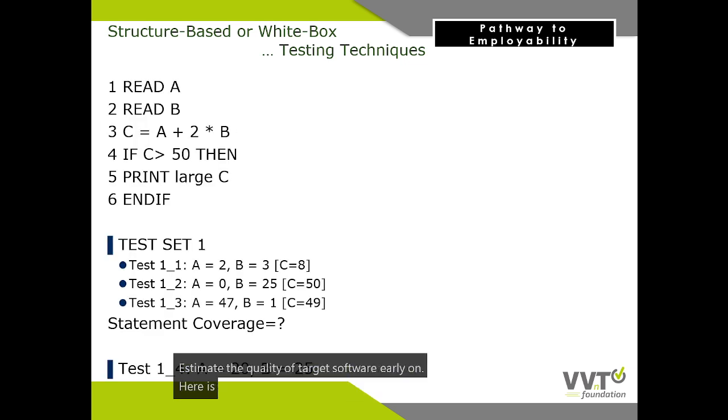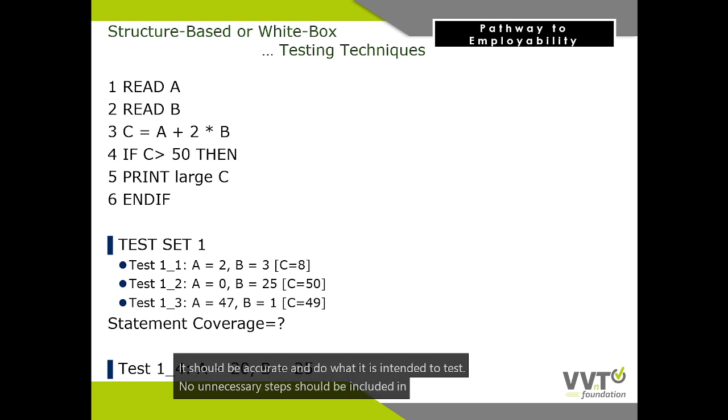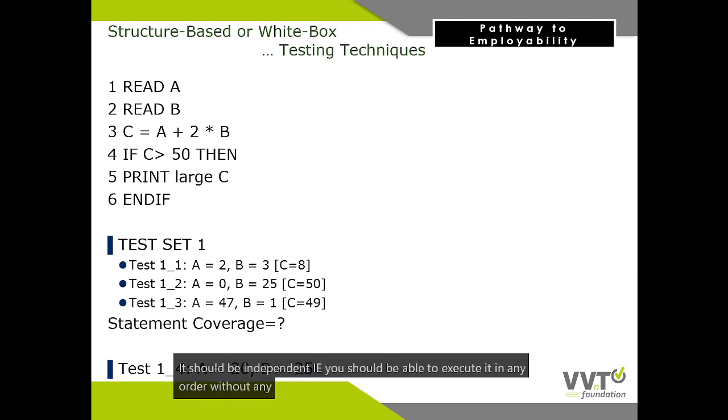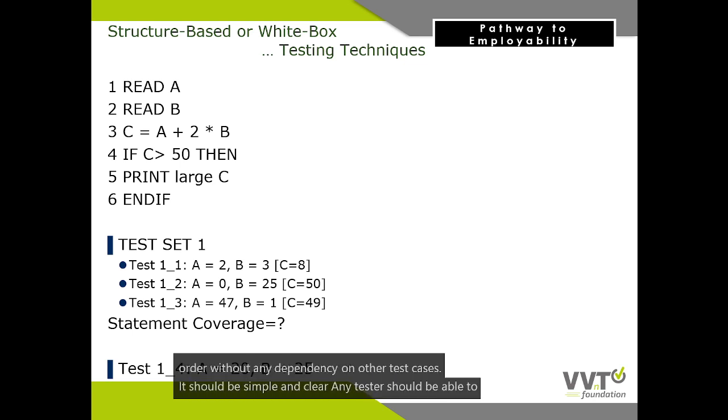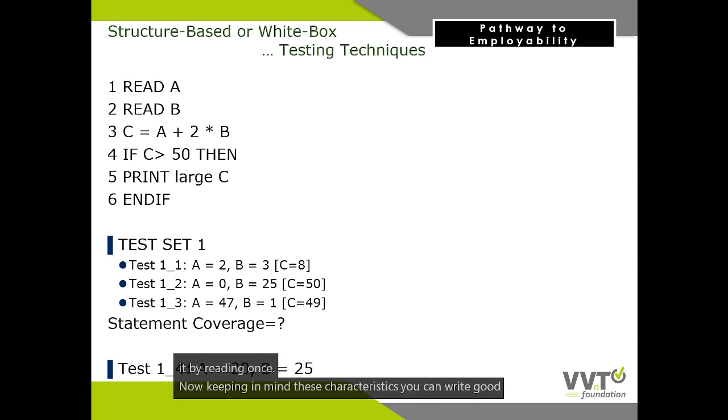Here are the tips for writing good test cases. Writing good test cases. It should be accurate and do what it is intended to test. No unnecessary steps should be included in it. It should be reusable. It should be traceable to requirements. It should be compliant to regulations. It should be independent, i.e., you should be able to execute it in any order without any dependency on other test cases. It should be simple and clear, any tester should be able to understand it by reading once. Now, keeping in mind these characteristics, you can write good and effective test cases.